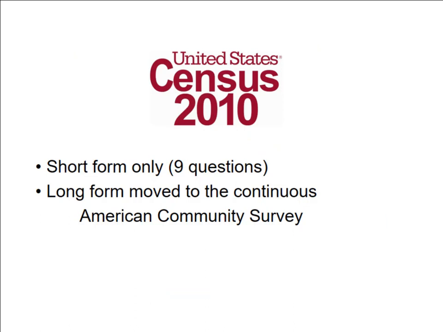Now, to move back here, sampling began in the census in 1940. They started moving at first some of the questions to a sample line, and then in 1960, they asked 25% of the population to fill out a long form, and the proportion of the population filling out the long form gradually declined. But the long form was eliminated entirely in 2010, and that part of the census was moved to the American Community Survey. And so in 2010, we only had a short form. There were only 9 questions.